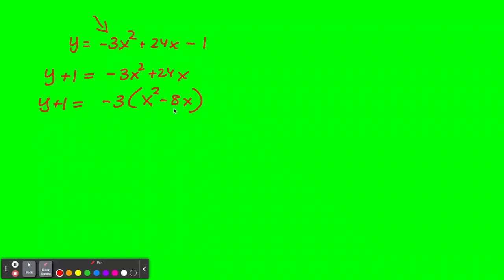Now, take the b term, and you don't care if it's negative. You're still going to get a positive answer. Negative 8 over 2 gives us negative 4. And negative 4 squared will give us our 16. And we want to put that on both sides. So we're going to have y plus 1. But don't put the 16 on both sides yet, because we forgot we have to deal with this negative 3. So we're going to have a plus 16 over here, and we're going to times this.